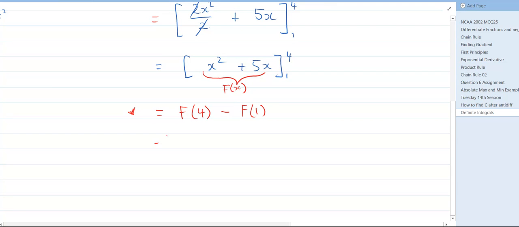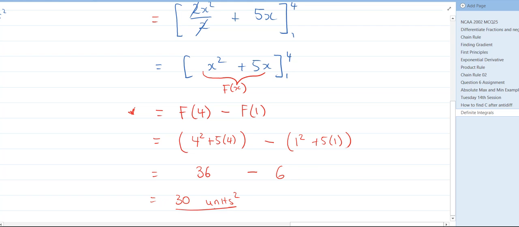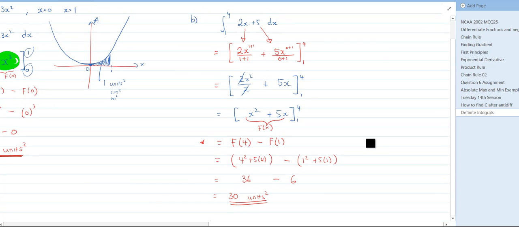So F of 4 just means I'm going to sub 4 into my equation, which is 4 squared plus 5 times 4. That's subbing 4 in. Minus, now subbing 1 in, it's going to give me 1 squared plus 5 times 1. Working them out individually, 4 squared is 16 plus 20, which is 36, minus 1 plus 5, which is 6, which gives you 30. So that's how you do definite integrals.